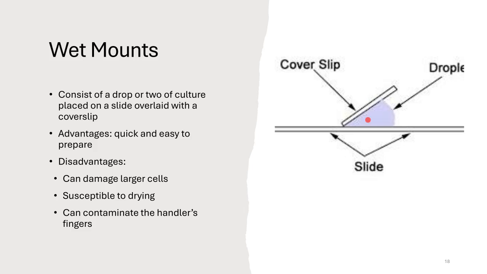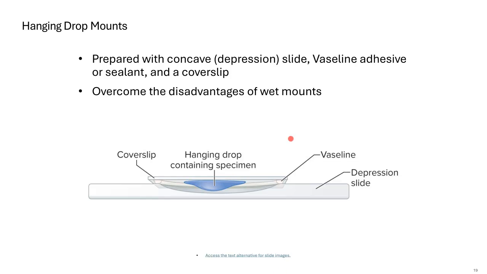So that's one way to look at living cells. Another way is to make this hanging drop mount. This microscope slide has a little divot in it, a dish, where we can drop a drop of liquid culture, microbes in media or in a cell culture, into the microscope slide.